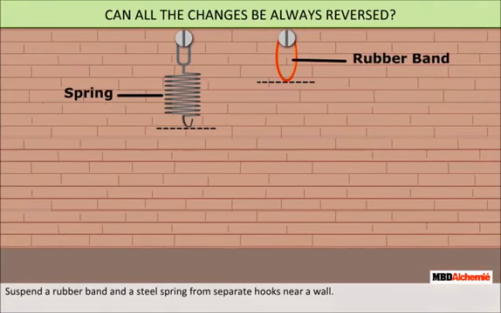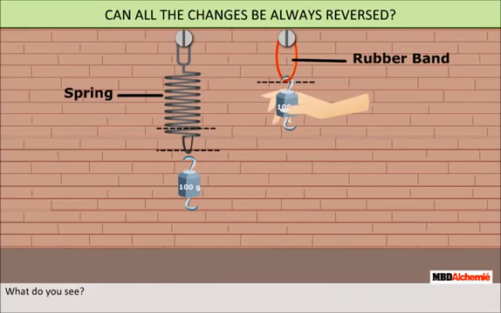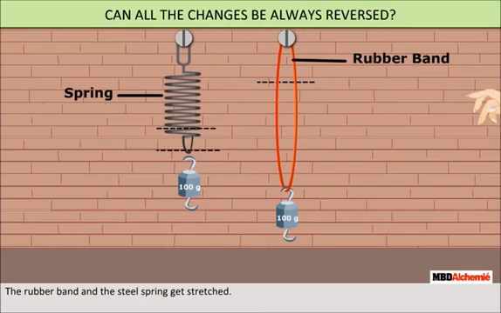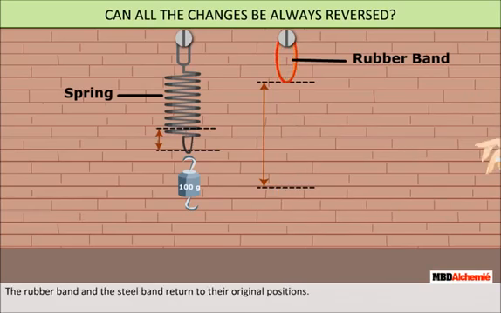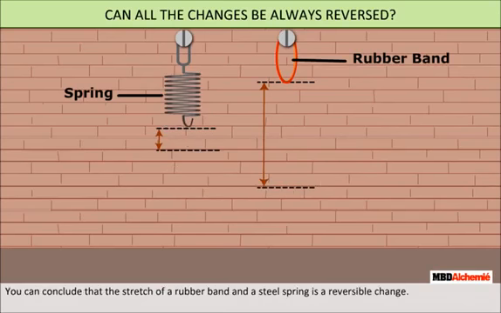Suspend a rubber band and a steel spring from separate hooks near the wall. Mark their positions on the wall. Now, add the weight of 100 grams to each. What do you see? The rubber band and the steel spring get stretched. The rubber band stretches more than the steel spring. Mark the new positions, remove the weights and observe. The rubber band and the steel spring return to their original positions. You can conclude that the stretch of rubber band and the steel spring is a reversible change.